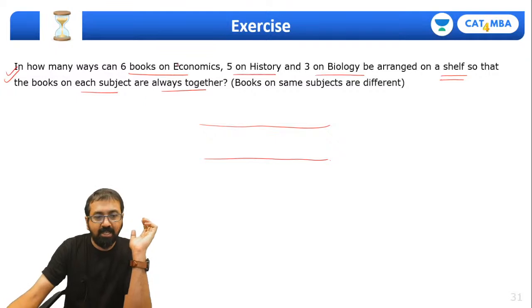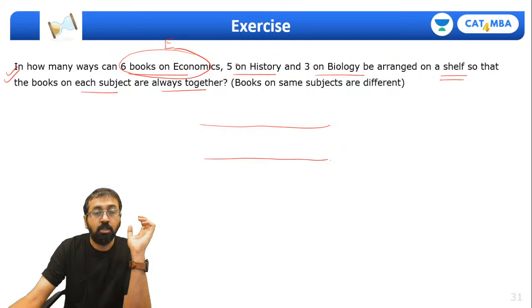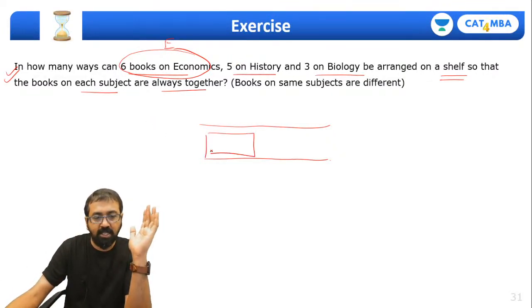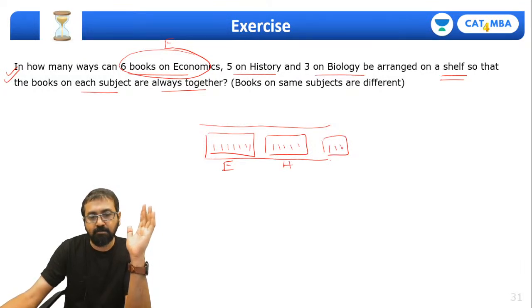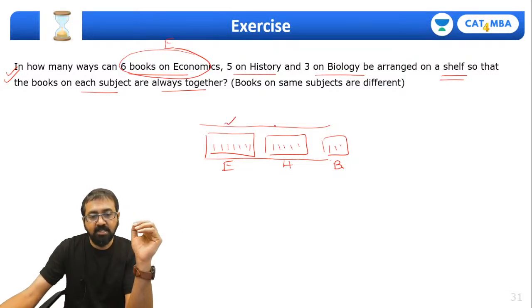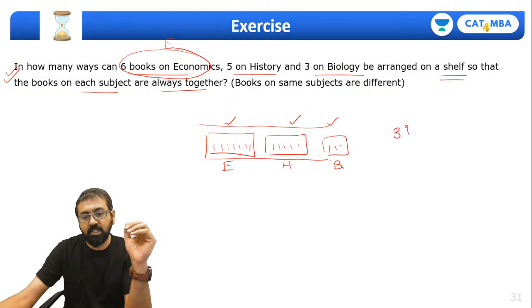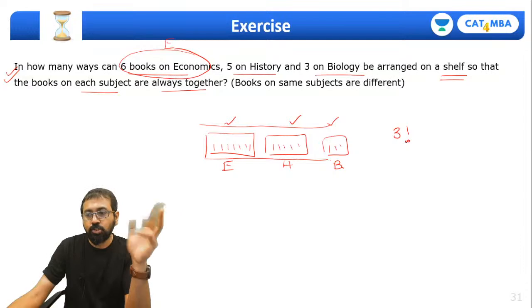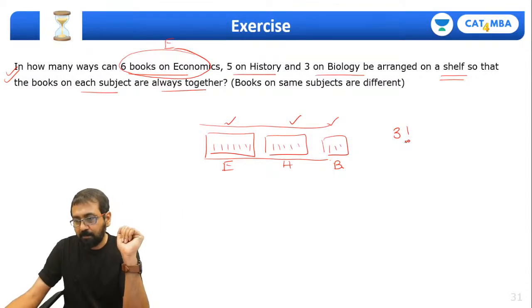Now what I'll do is I'll consider the 6 books of economics as one economic book. I'll make a bunch and I'll consider it as one bunch. So this is how I'll keep it. It's a bunch of economic books. Same way, I have a bunch of history books and I have a bunch of biology books. So the first thing that I'll think is these 3 bunches can be arranged in a line in 3 factorial ways. Of course, there are 3 different objects, so they can be arranged in 3 factorial ways.